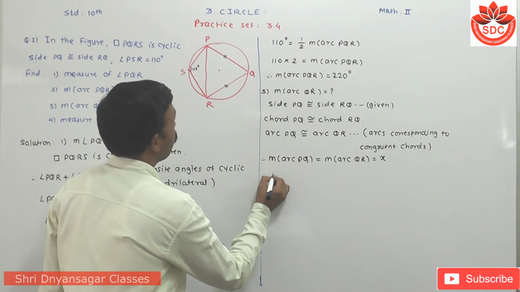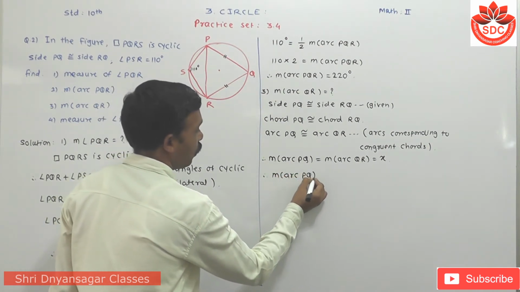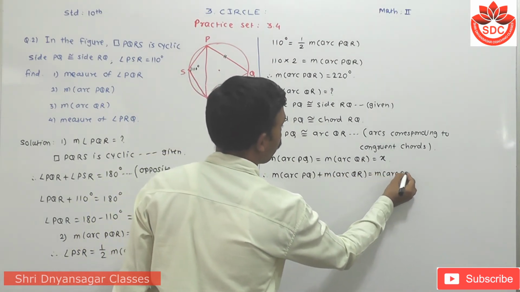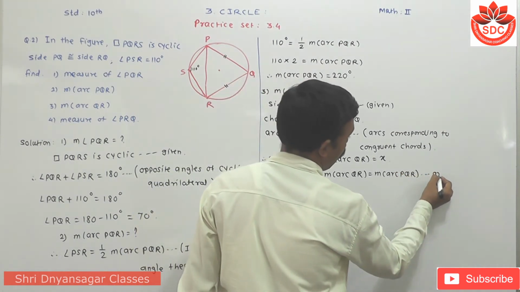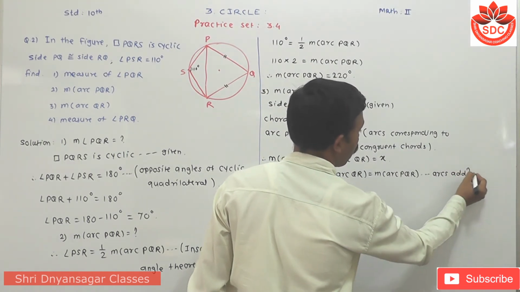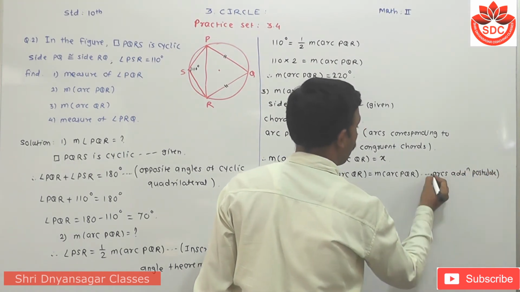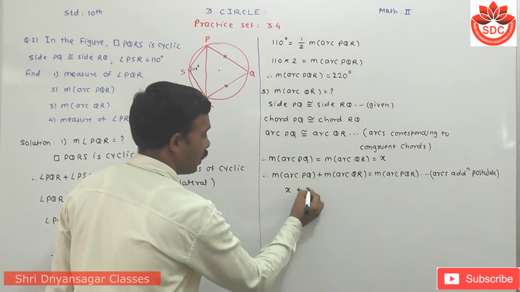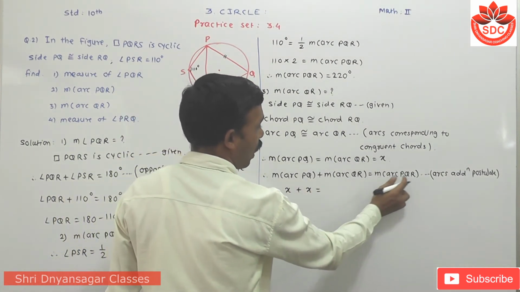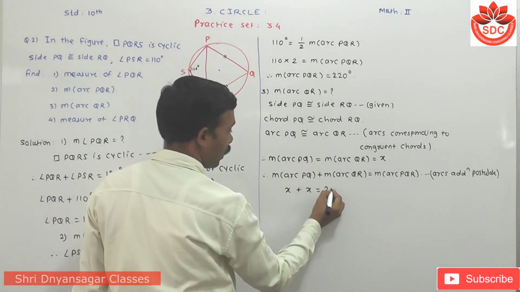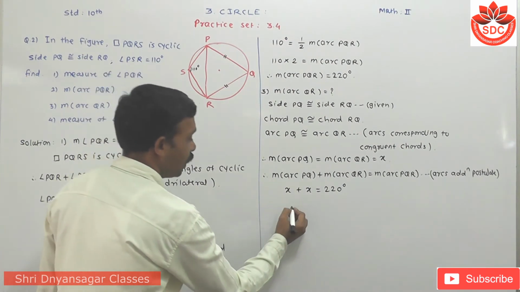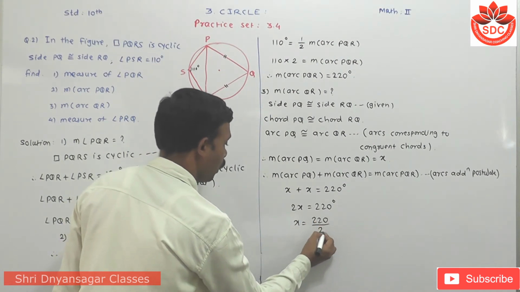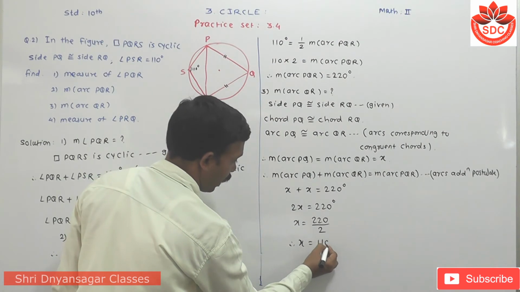Therefore, measure of arc RPQ plus measure of arc RQR is equal to measure of arc RPQR, by the arcs addition postulate. So x plus x is equal to measure of arc RPQR, which is 220 degrees. Addition becomes twice x is equal to 220. x is equal to 220 upon 2, so x is equal to 110 degrees.